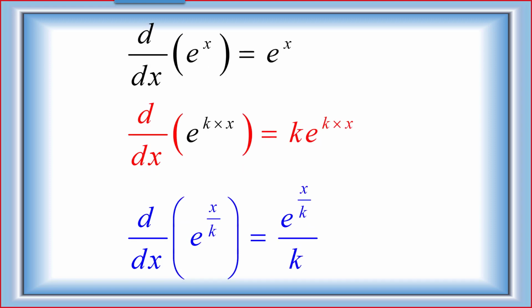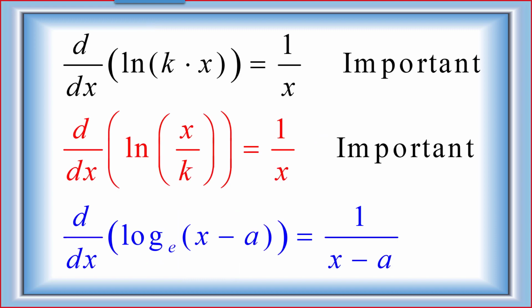So the first two are repeats. The last one, what if it is e to the power of x divided by k? So the derivative would be e to the power of x divided by k, and this time you multiply it by 1 over k. So multiplying by 1 over k means k becomes the denominator. So the derivative of log of kx is also 1 over x.